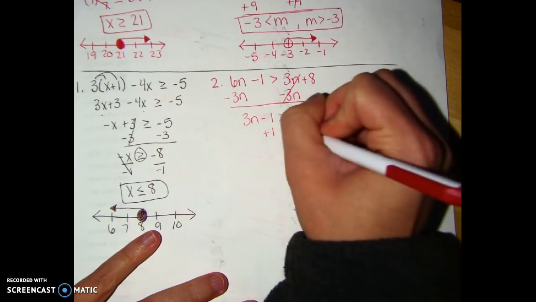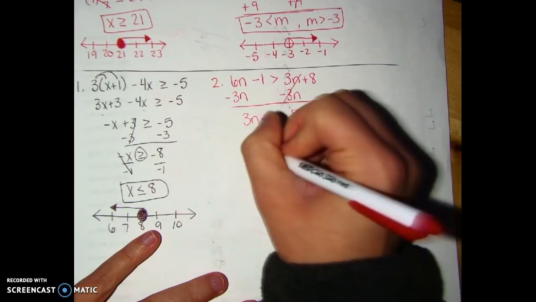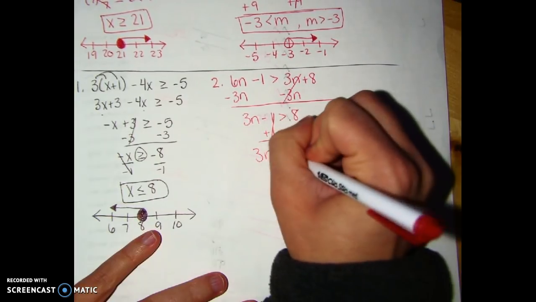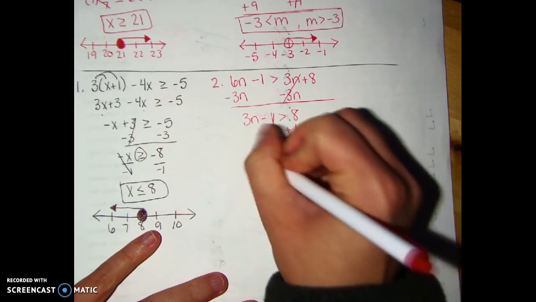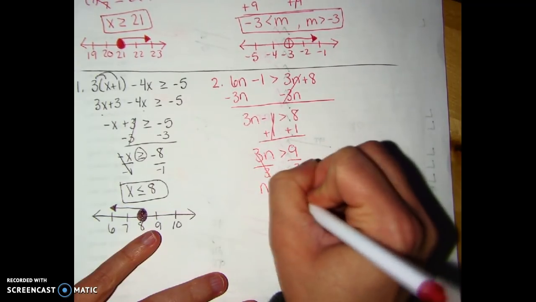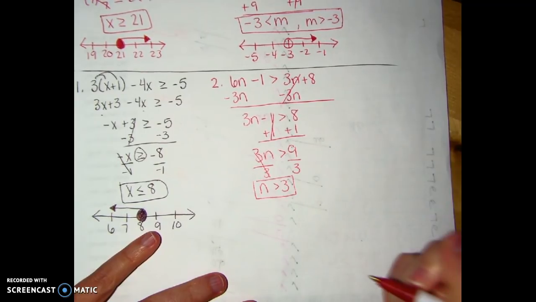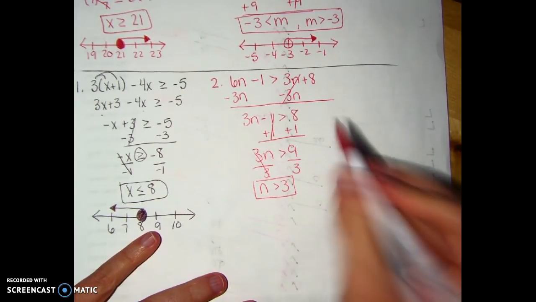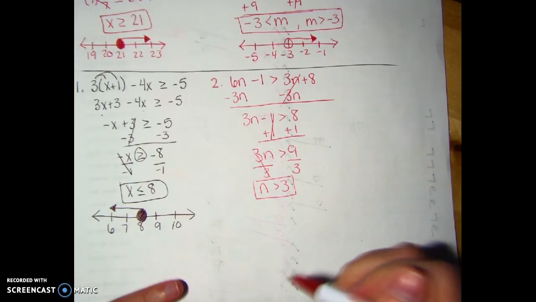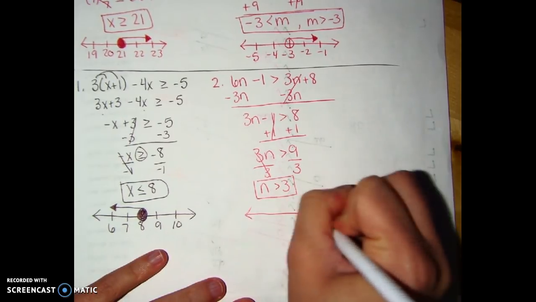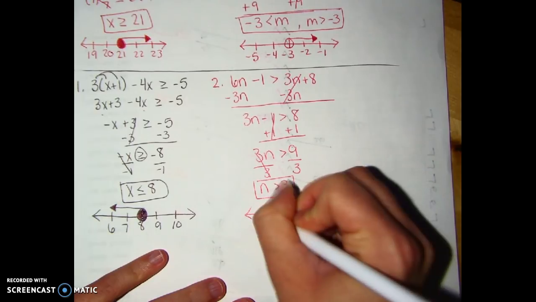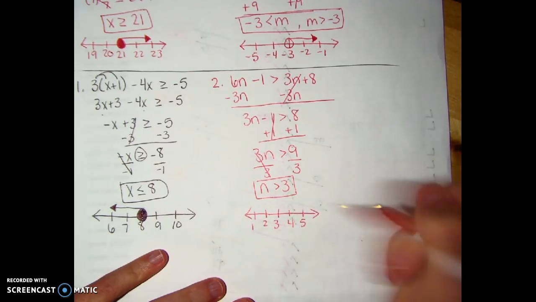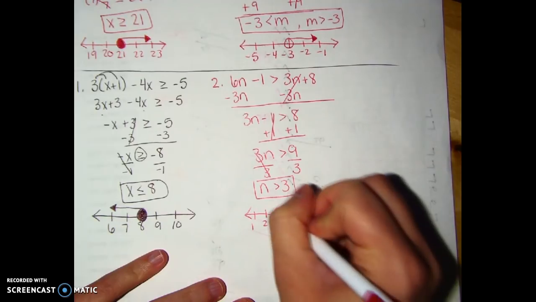Add 1 to both sides. 3n is greater than 9. Divide by 3. N is greater than 3. I didn't divide by a negative, I didn't multiply by a negative, so I didn't have to flip the sign at all in that one. Now let me do the graph. 3, 4, 5, 2, 1. Open circle at 3, and then it's going towards the right.